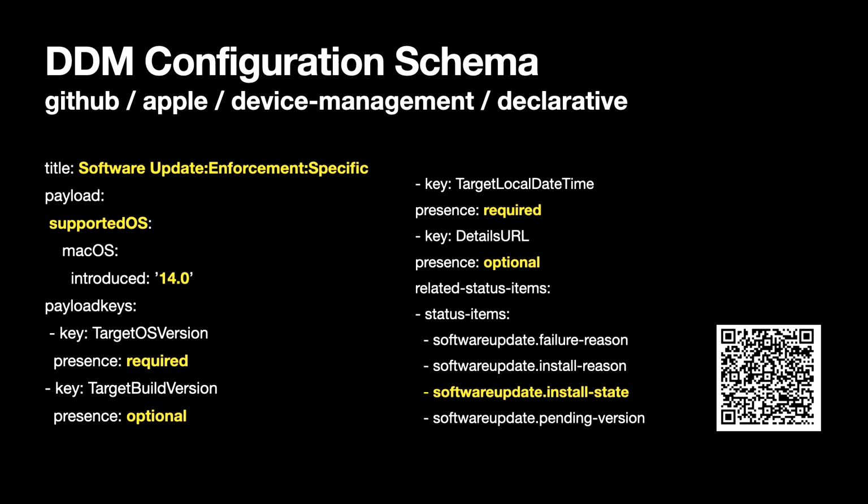And it tells you which keys are required and which ones are optional. For this declaration, the only required ones are the target OS version and the target local date time. So that's the version of the OS that you want the clients to be on and the date that they have to install it by, the deadline.